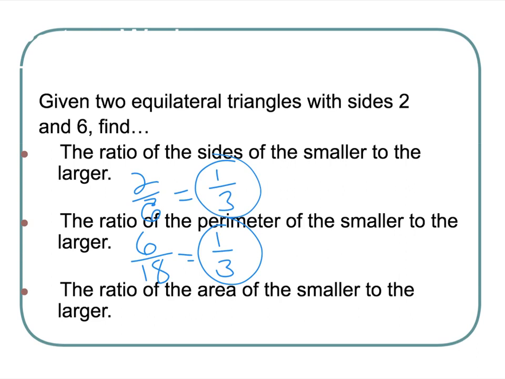How about the areas? What do we get for the area of each? For the area of the two-sided triangle, we got root 3. We got root 3 for the one with side 2. And then how about the other? The one with side 6 is 9 root 3. 9 root 3. And you could do that by cutting into 30, 60, 90 triangles, or you could even use the side squared root 3 over 4 formula to do that.